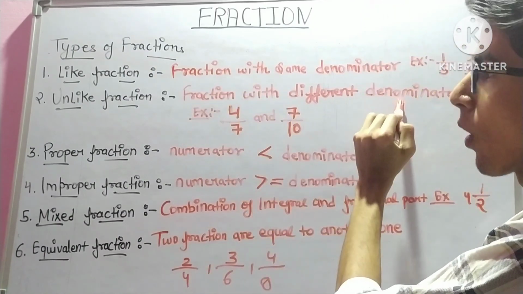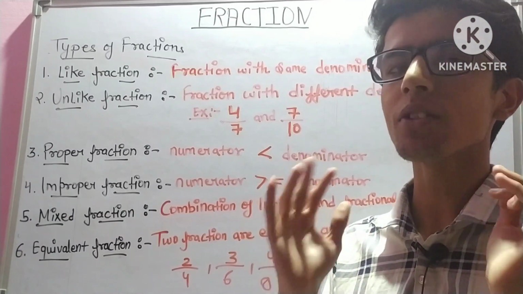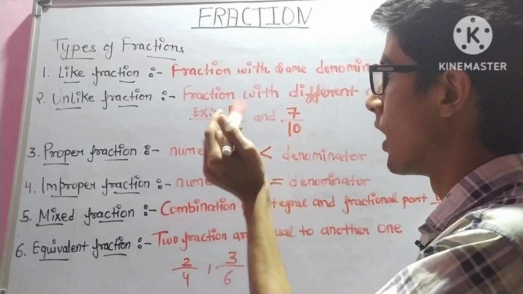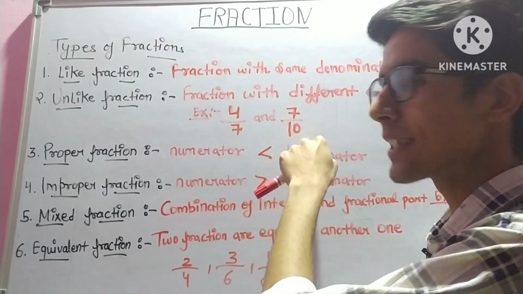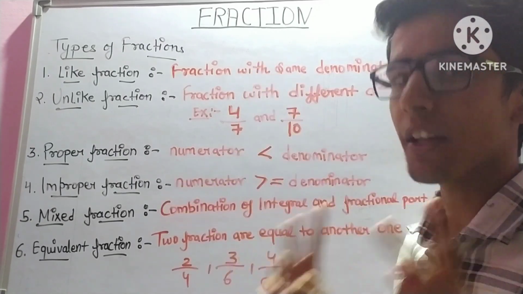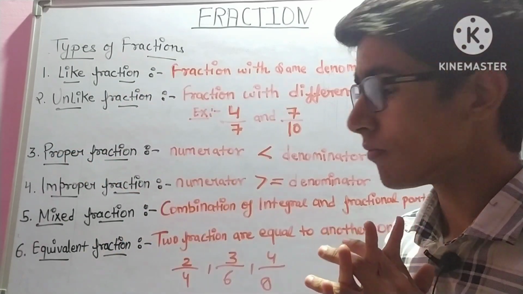Now the second type is unlike fraction. Fractions with different denominators are known as unlike fractions. 4 upon 7 and 7 upon 10. The denominator in the first one is 7 and the denominator in the second one is 10. The denominators in both fractions are different. So we can say that these are unlike fractions.